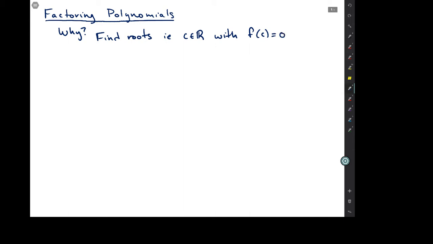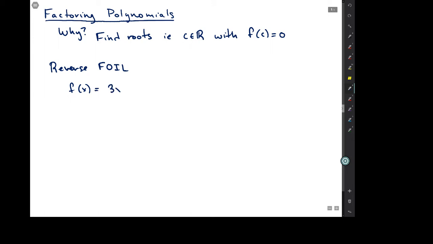So there's two main methods that you probably already know for factoring. The first one is called reverse FOIL. This works very, very well with degree 2 polynomials, and this is specifically reversing the process of multiplying two binomial terms together. So for example, if I take the polynomial f of x equals 3x squared plus 2x minus 1, I can reverse FOIL it as 3x minus 1 times x plus 1.